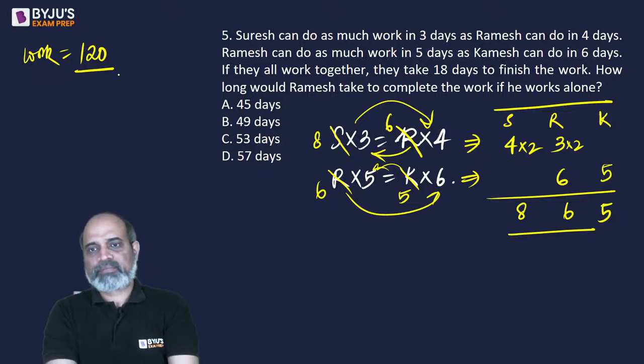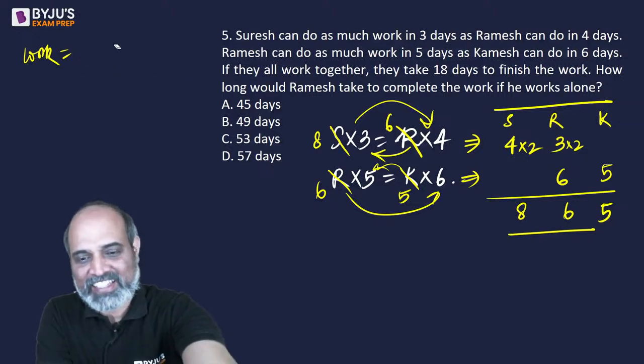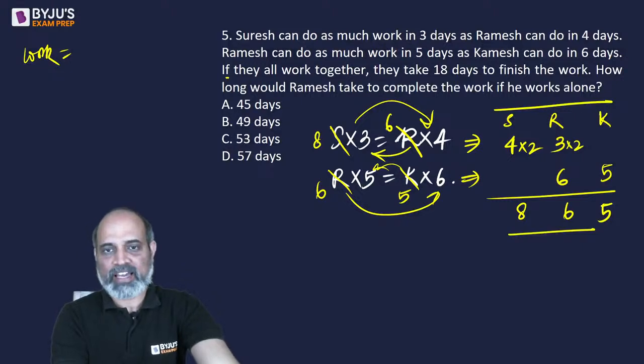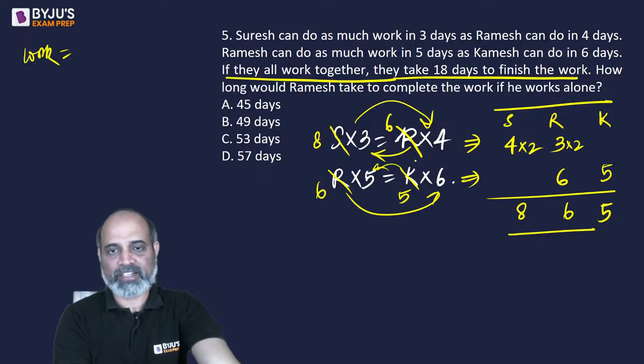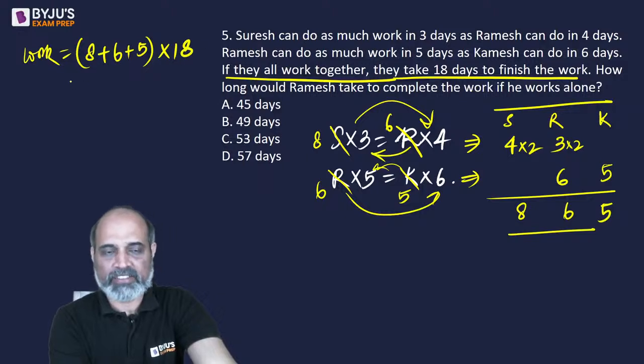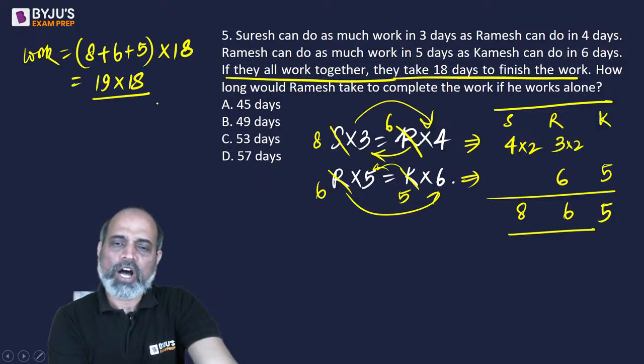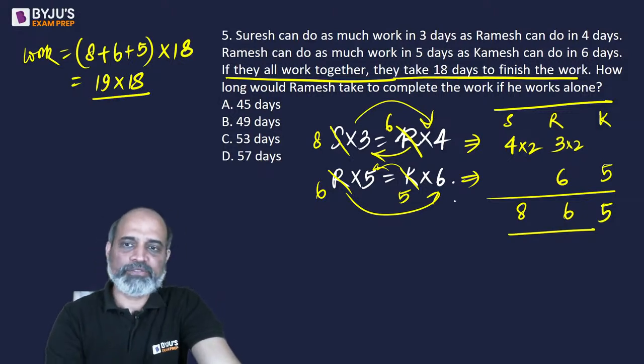Now, if they all worked together, we can't take the efficiency because in the very next step they have mentioned how many days they will take together. So if they work together, Suresh is going to complete his 8 units, Ramesh his 6 units and Kamesh his 5 units, and they can finish it in 18 days, which is going to give us 19 into 18 as the total work. So how long would Ramesh take to complete the work if he works alone?